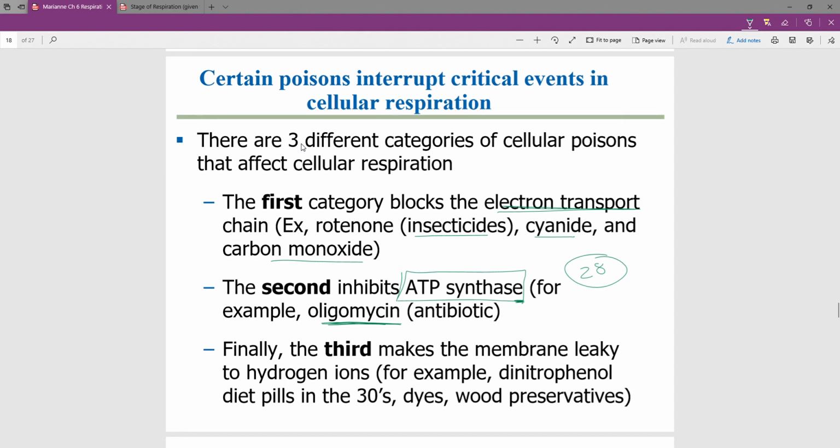Finally, the third one makes that inner mitochondrial membrane leaky, so it can't get pumped up with that hydrogen ion concentration gradient. And this one, it's in the textbook, a diet pill in the 30s. Like, yeah, that would make you lose weight, but it would also make you die a little bit. The other one here is wood preservatives. So, you know, they have changed pressure-treated wood and tried to make it safer for reasons like this. You don't want your kids playing on playground equipment that's got toxins in it that make their cellular respiration not work.